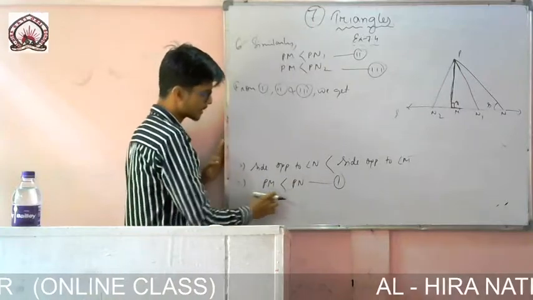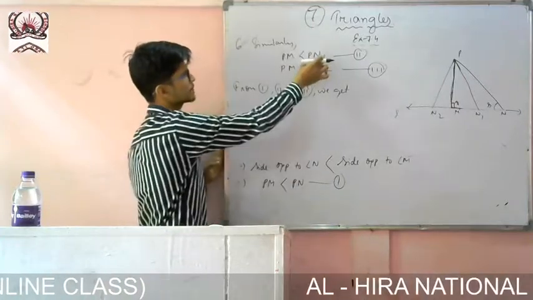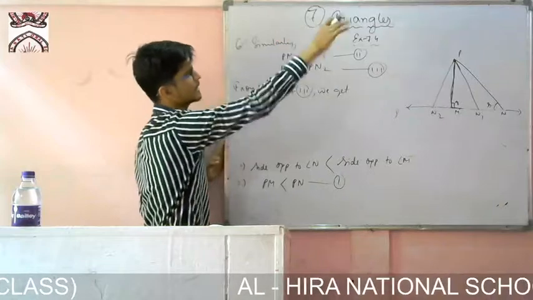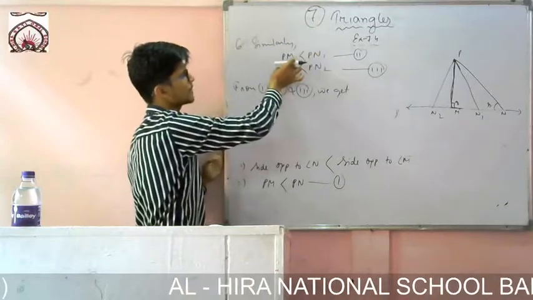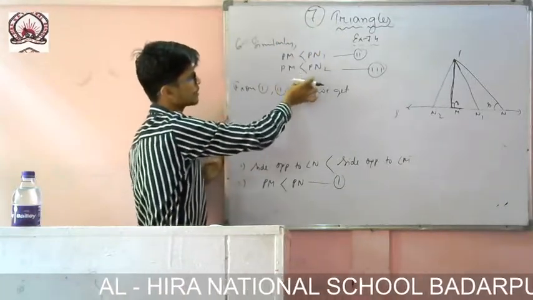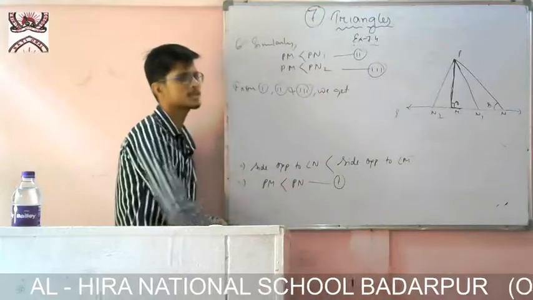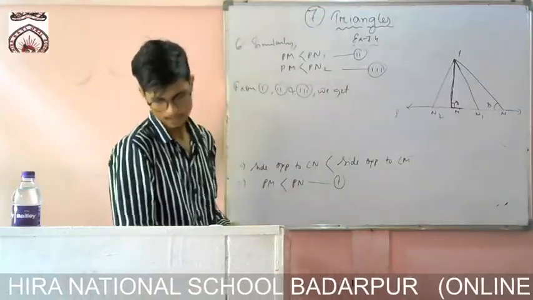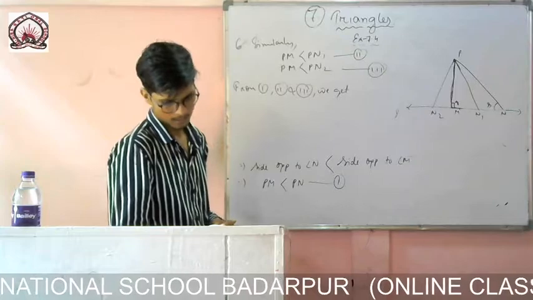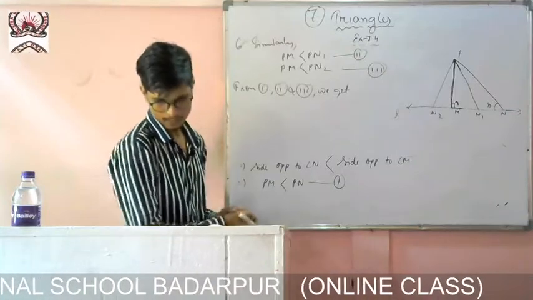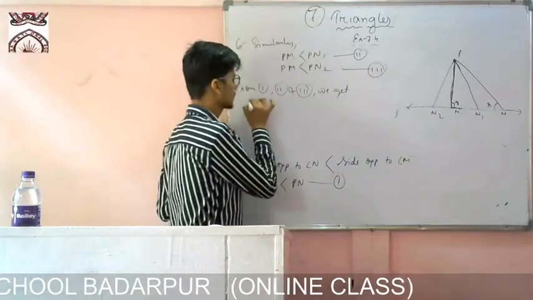In triangle this one also PM is coming smallest. If triangle PN1, in that triangle also PM is coming smaller. In triangle this one also it is coming smaller. That means for each and every one PM is coming smallest. So that means we get PM is the smallest line segment.